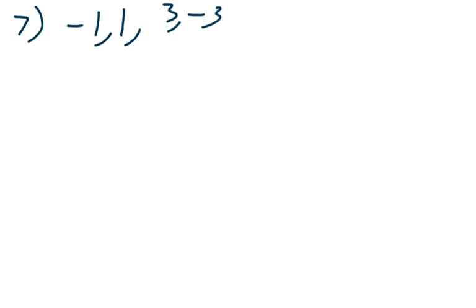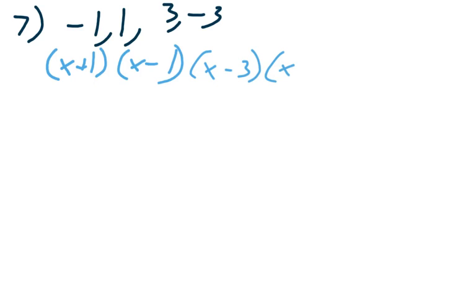For problem number 7, what you can do here is you need to come up with the factors. So the factor for x minus 1 is x plus 1. The factor for x equals 1 is x minus 1. The factor for 3 is x minus 3. And finally x plus 3.